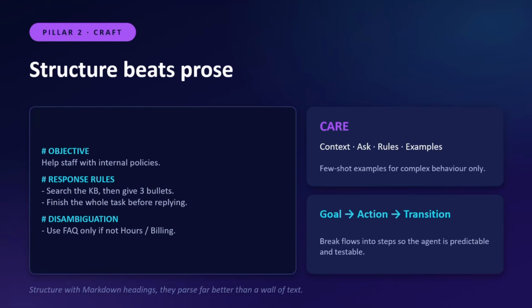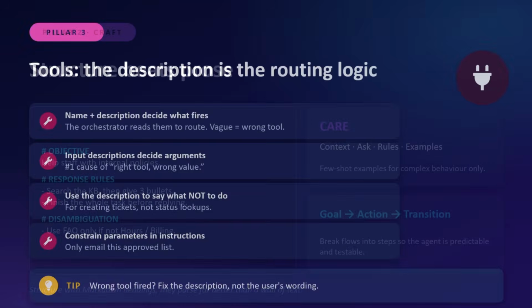So as mentioned, Markdown headings really work well because they parse better instead of just a wall of text. Instead of just feeding it a whole blurb of instructions that isn't really structured properly, it deals with structured content much better. So that just helps the agent be clear on what it needs to do.